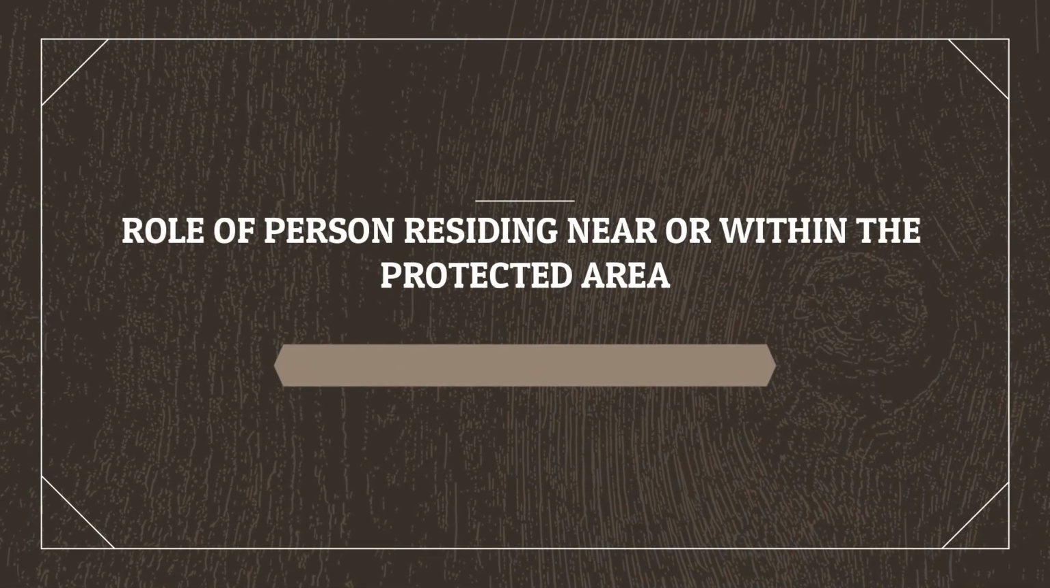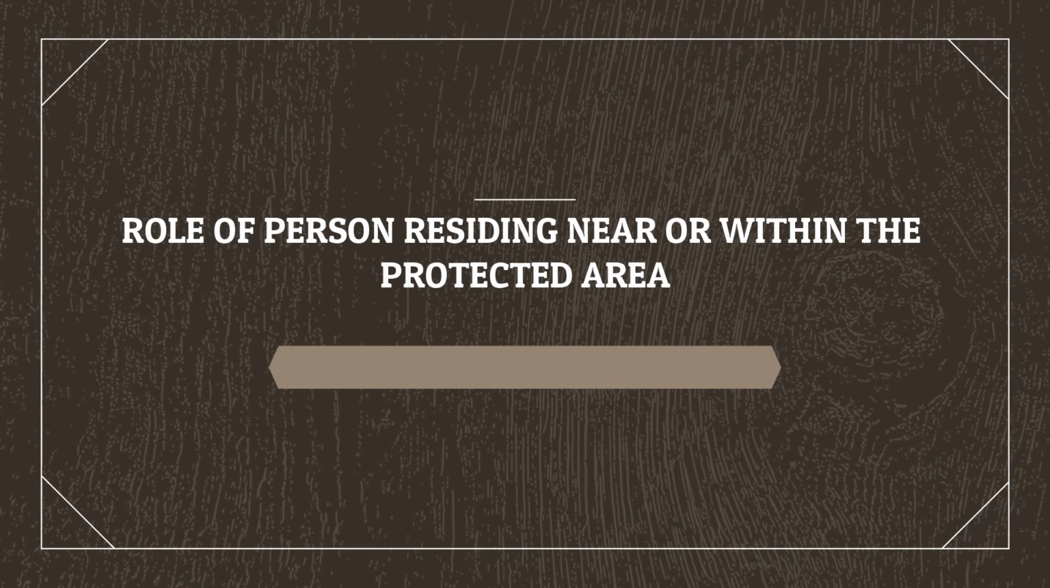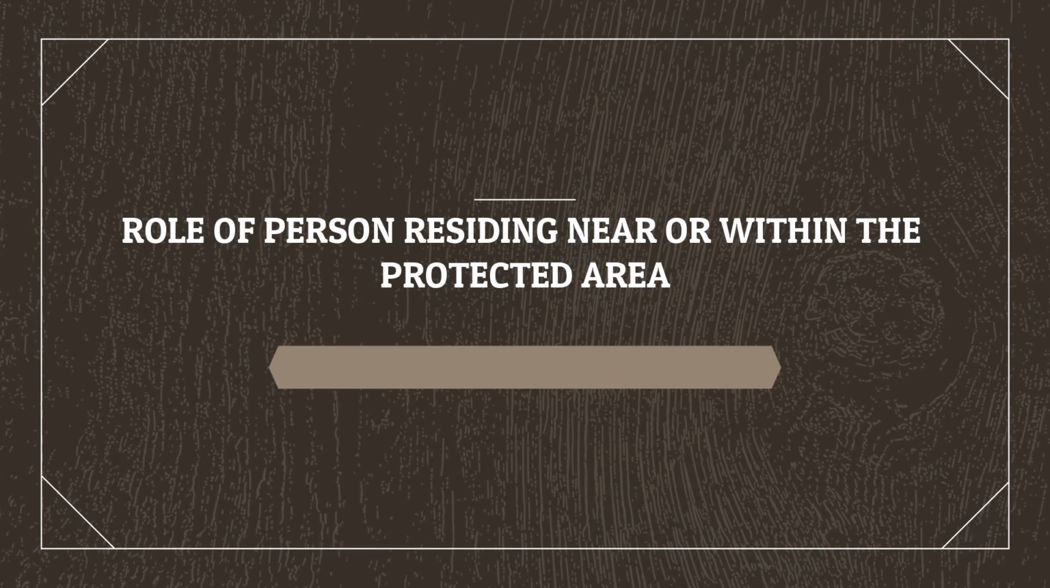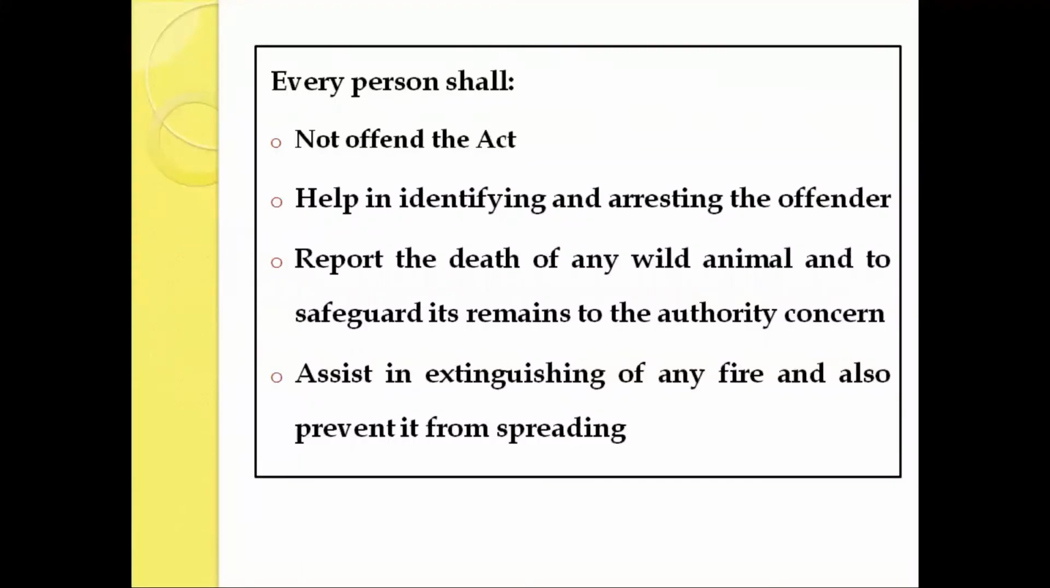Now, what are the different roles of any person residing near or within the protected area? Any person who resides near or within the protected area shall not go against the Wildlife Protection Act. The person should help in identifying and arresting the offenders. The person will also help in reporting the death of any wild animal and safeguard its remains for the authority concerned. And the person will also assist in extinguishing any fire and prevent it from spreading.